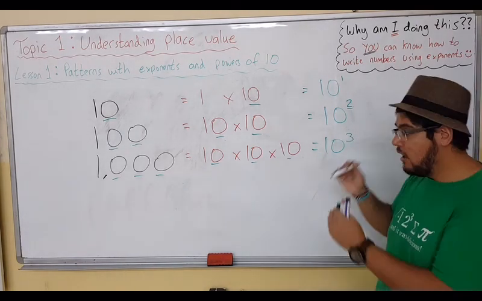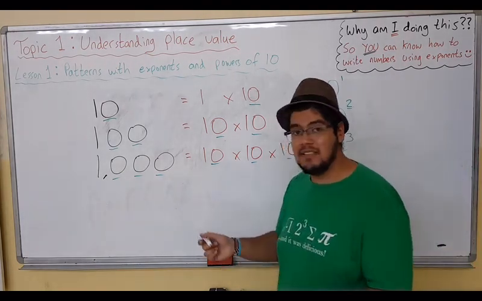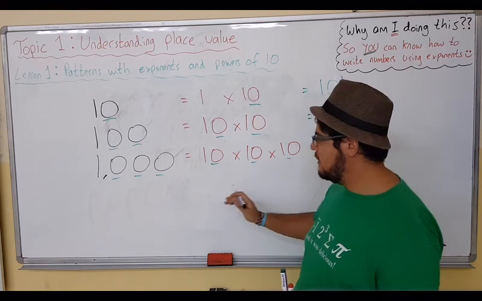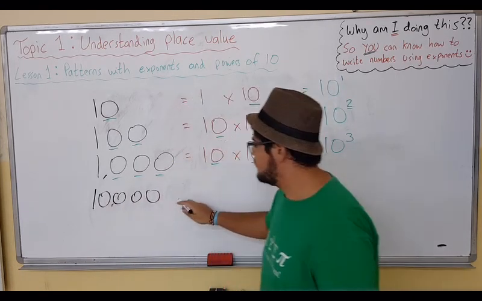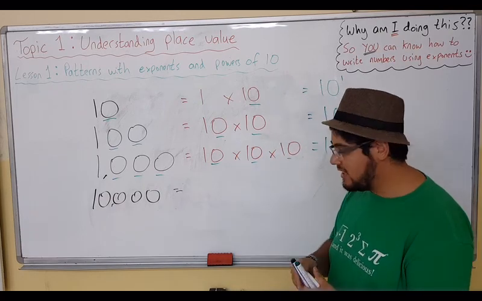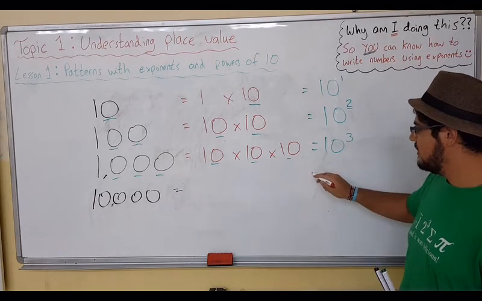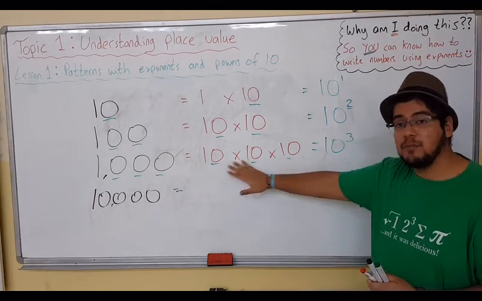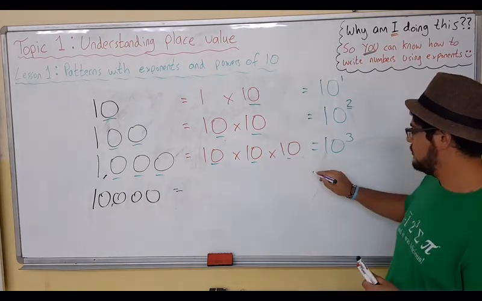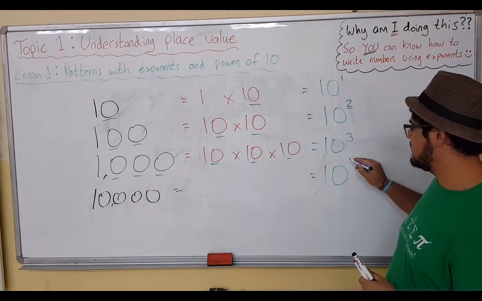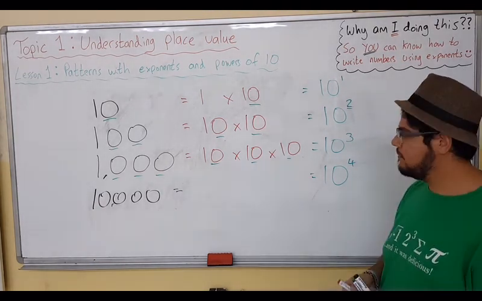And the pattern follows. So now, let's add in the 4. I'm just going to write it a little bit smaller. Again, the same thing: 4 zeros. So let's imagine I skip this part and come here. 4 zeros gives us 10 to the power 4. Let's do another way.